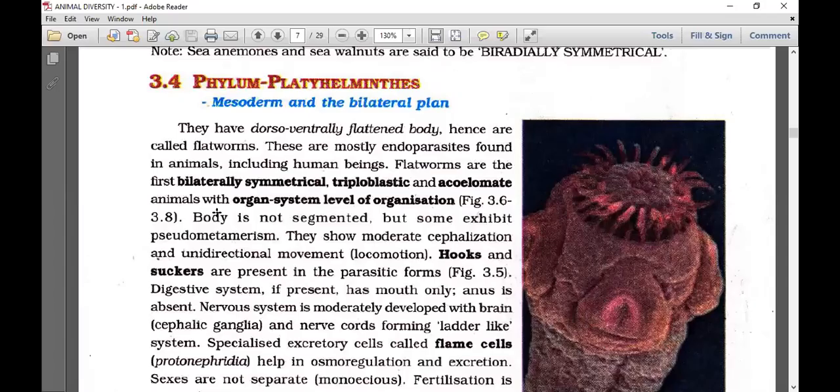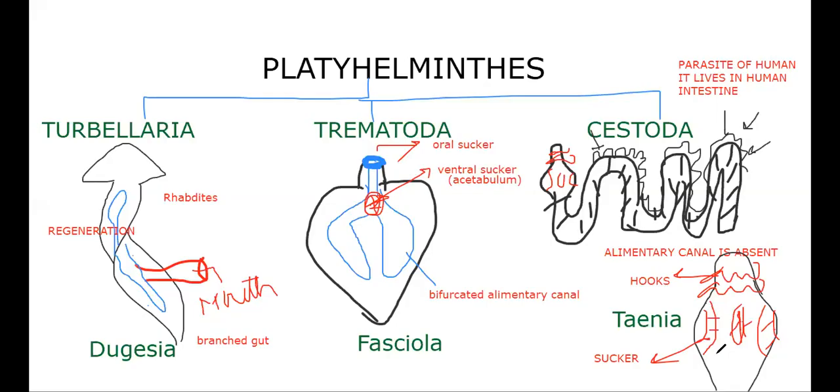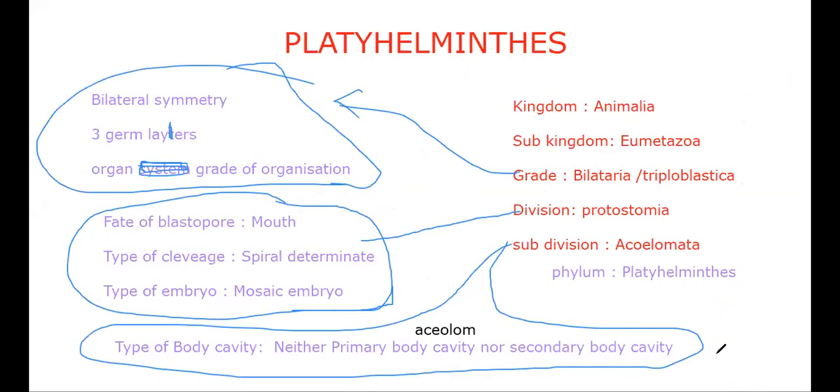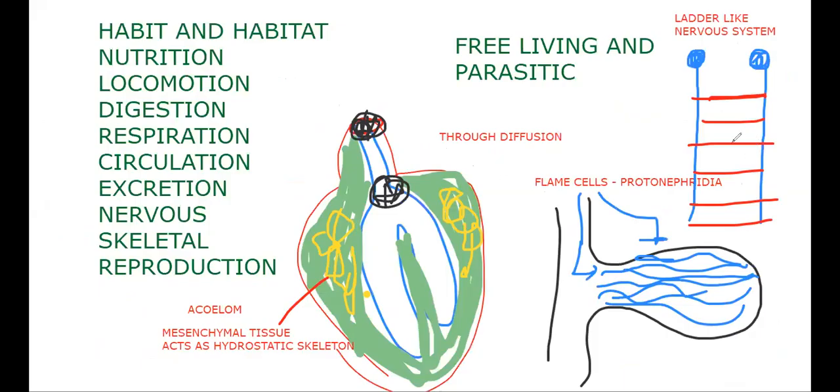They show moderate cephalization, unidirectional movement, and hooks and suckers are present in the parasitic form. Digestive system, if present. Why did he say if present? Because in Cestoda it is absent. Only the mouth is present, the anus is absent. Next, the nervous system is moderately developed with brain, cephalic ganglia, and nerve cords forming a ladder-like system that I showed to you. Let me show you. So here it is, a ladder-like nervous system. Mouth is present, but anus is absent. Alimentary canal. Okay. Next.